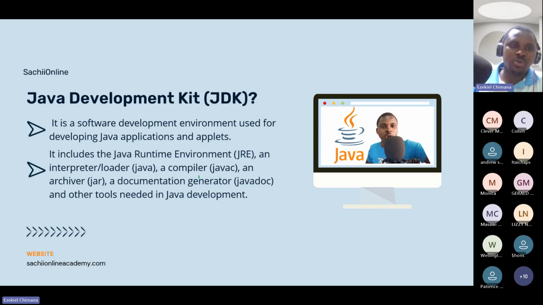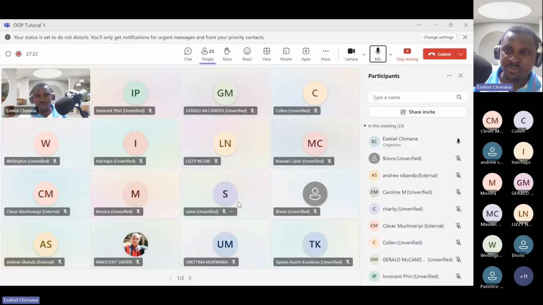So let's look at what we call the Java Development Kit. It is a software development environment used for developing Java applications and applets. It includes the Java runtime environment, which means in this Java JDK that you're going to download, there's also this thing that we're going to talk about later, the Java runtime environment. Also, there is an interpreter, a compiler, an archiver, a documentation generator, or the Javadoc, and other tools needed in Java development.